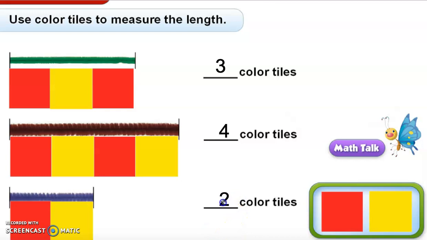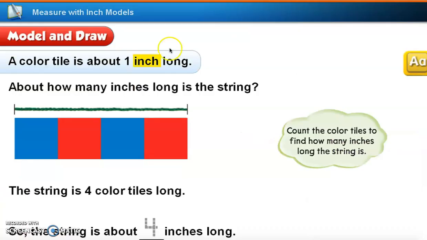You really just have to put whatever tool you're using one in front of the other, make sure that they're touching, and that's how you measure an object. Again, remember that the edge of your tool should be at the very end of whatever object you're measuring. Okay? So now let's look here.